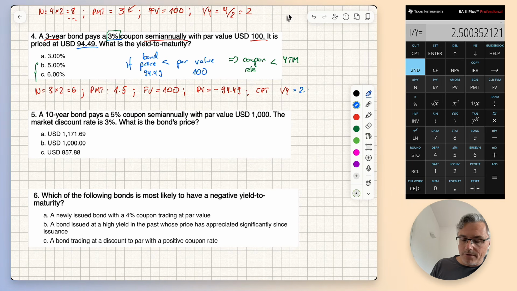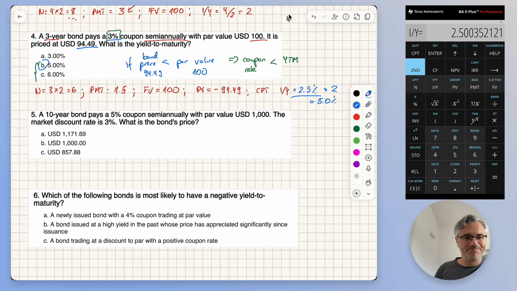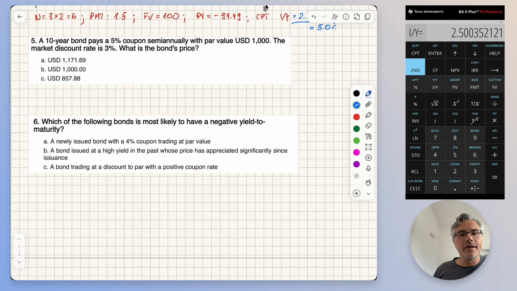Whatever your calculator spits out, it should be spitting out a 2.5% I over Y. You need to double, because this is the yield required on a per period basis, but the period here is semi-annual. So we need to double that to make it annual, and we arrive at a nice 5%. That's the correct answer, B. So that's the tricky question here, something to be mindful of. Only 2 left. So number 5, a 10-year bond pays a 5% coupon semi-annually with par value of USD 1,000. The market discount rate is 3%.